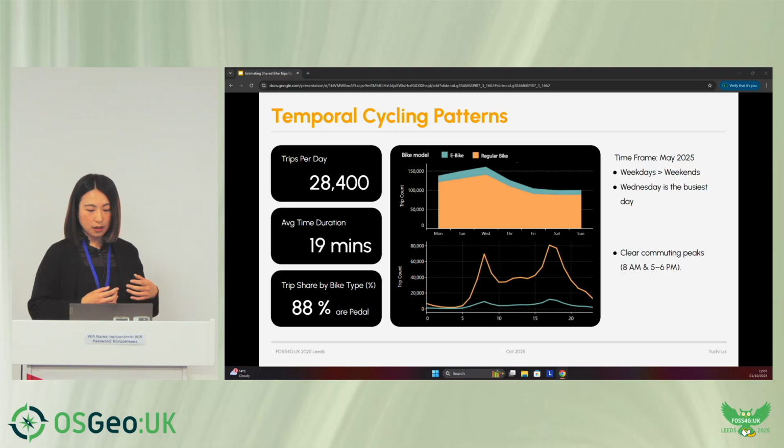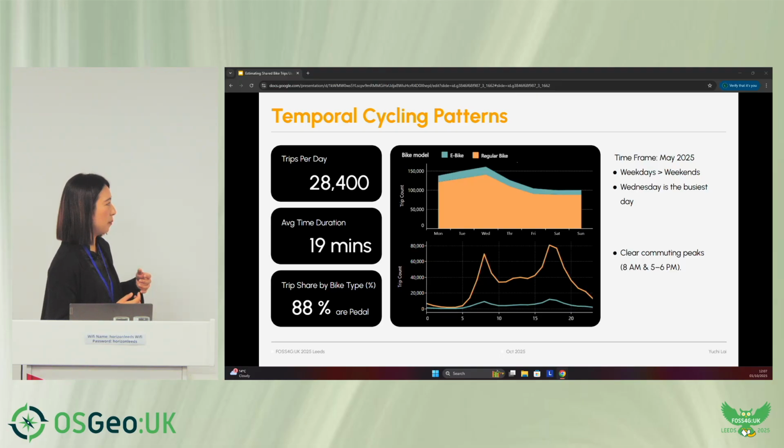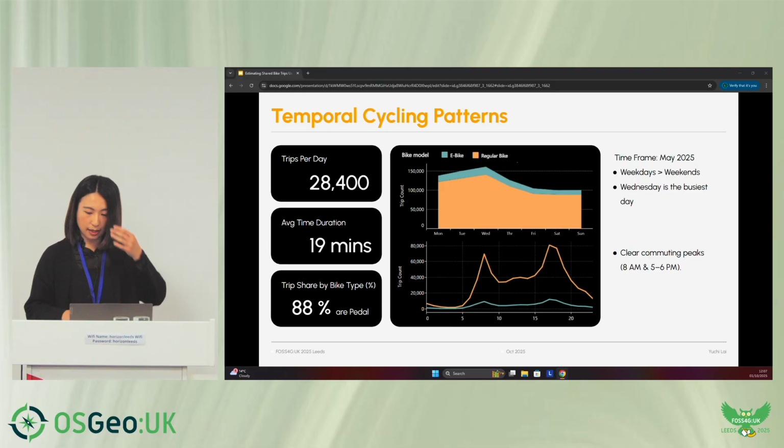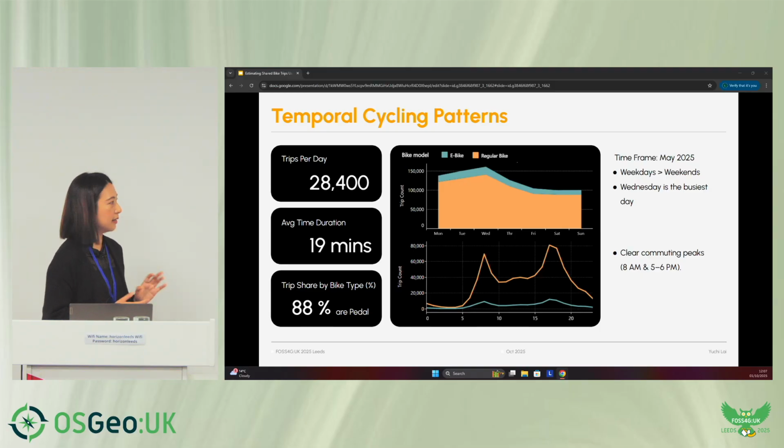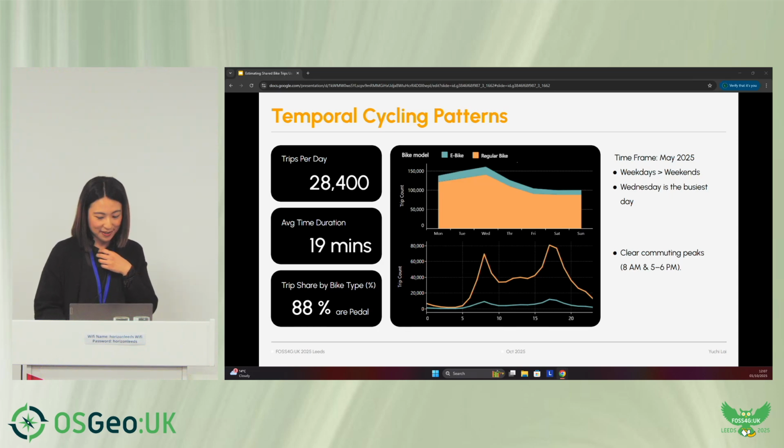And you can also clearly see the commuting peak: 8 is the most popular hour in the morning, and between 5 and 6 in the evening there's another peak. Yeah, so this result clearly shows that cycle hire is strongly tied to commuting behavior.